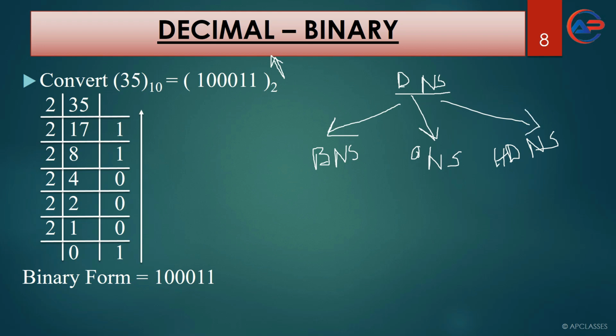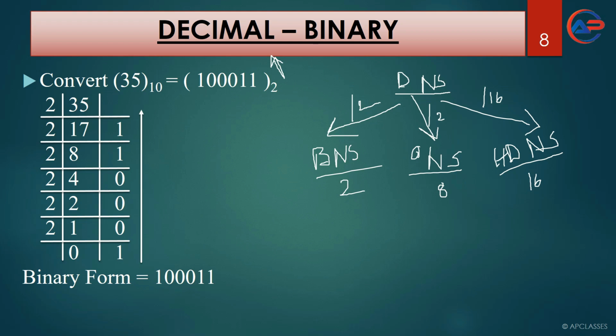If you are converting a decimal number to binary, what is the base of binary? 2. So you have to divide it by 2. If you are converting decimal to octal, what is the base of octal? 8. So you have to divide it by 8. If you are converting decimal to hexadecimal, similarly, what is the base of hexadecimal? That is 16. So here you have to divide it by 16.